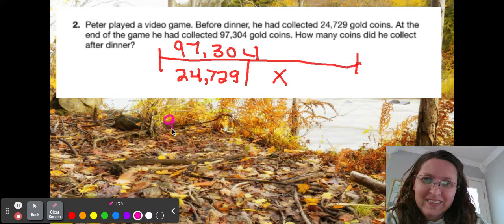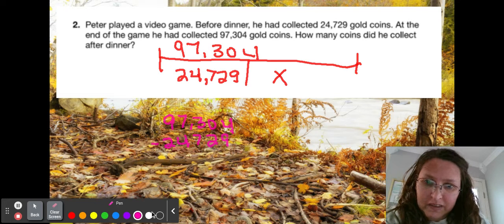So I've got 97,304 minus 24,729, and you can't see that very well, so let me make it white.